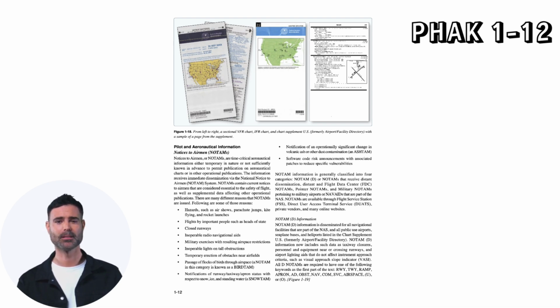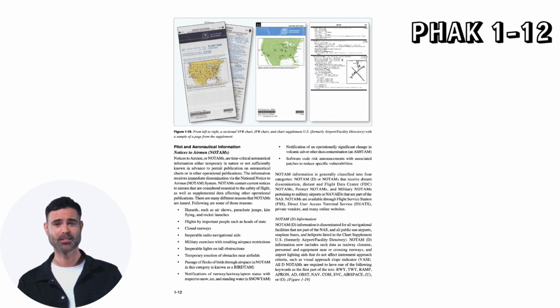A NOTAM in this category is known as a bird tam. Notifications of runway, taxiway, apron status with respect to snow, ice, and standing water: a snow tam. Notification of an operationally significant change in volcanic ash or other dust contamination: an ash tam. Software code risk announcements with associated patches to reduce specific vulnerabilities.